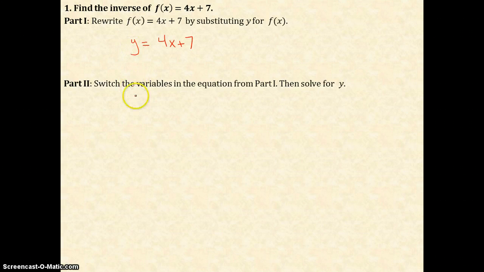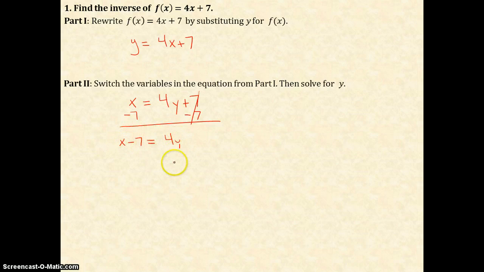So the y, I'm going to make that become x, and the x, I'm going to make that become y. That's all we change at that point. We just switch: the output becomes the input, the input becomes the output. Now we're going to solve for y to get the inverse function. I need to subtract 7 from both sides of the equal sign. I get x minus 7 equals 4y. Now I need to divide both sides by 4, and I get y equals x minus 7 over 4.